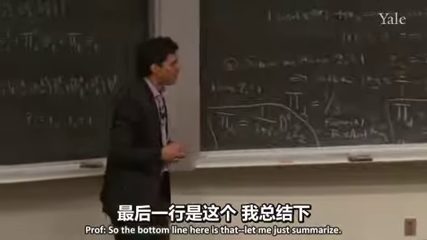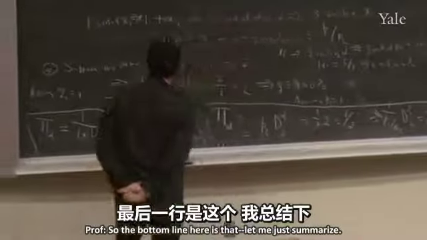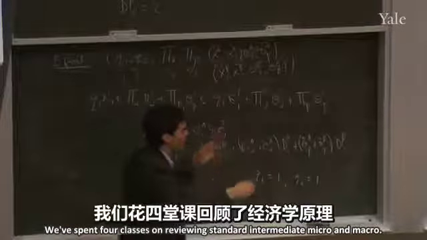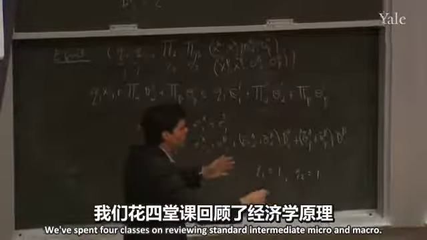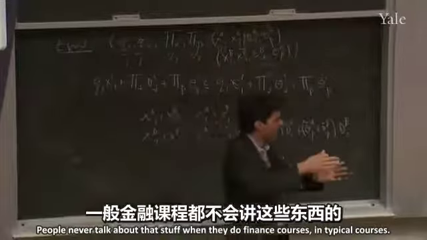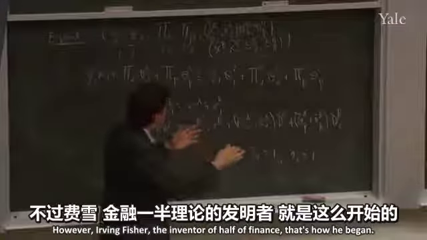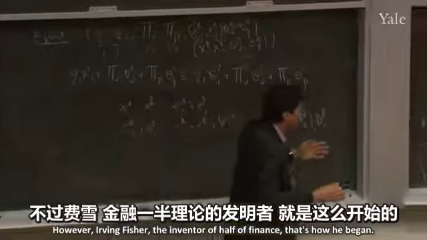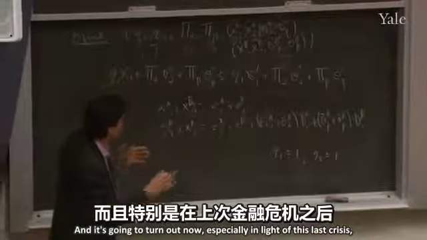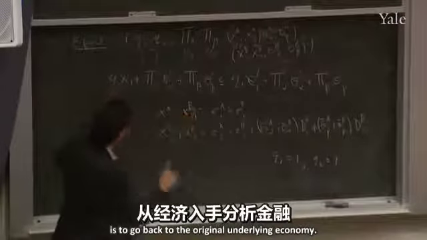Okay, so the bottom line here is, let me just summarize. We've spent 4 classes on reviewing standard intermediate micro and macro. People never talk about that stuff when they do finance courses and typical courses. However, Irving Fisher, the inventor of half of finance, that's how he began. And it's going to turn out now, especially in light of this last crisis, that the best way to understand what's going on is to go back to the original underlying economy.